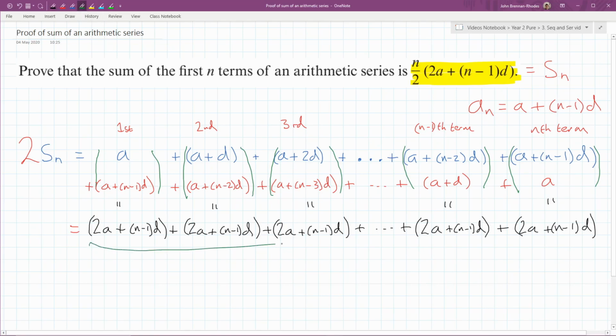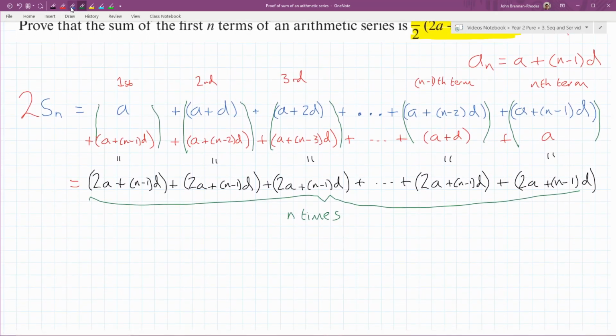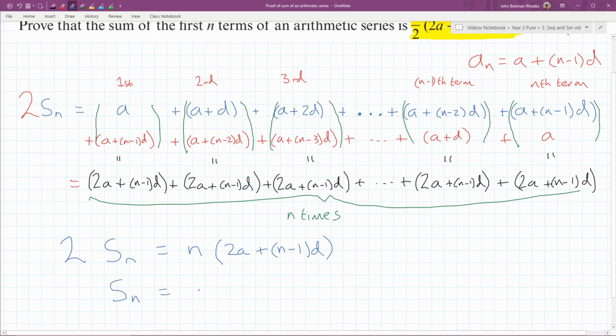So, what have we got? Well, I have n times this. So, overall, I am going to get that 2 lots of Sn, because we've got 2 still, is equal to n times 2a plus n minus 1 times d, n lots of that, and finally divide by 2 and you get n over 2, 2a plus n minus 1 times d. And that is the proof.